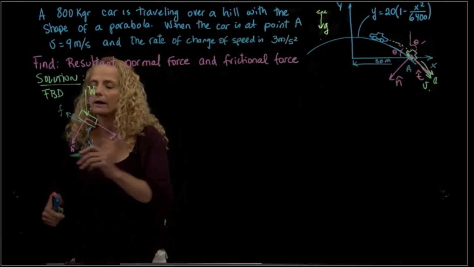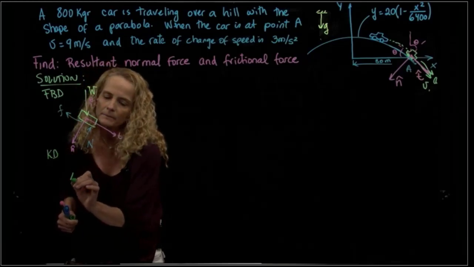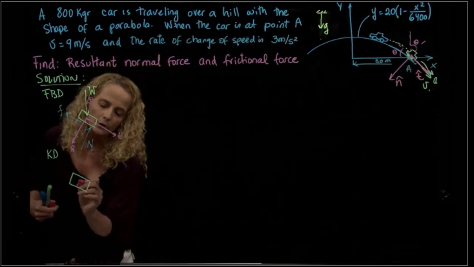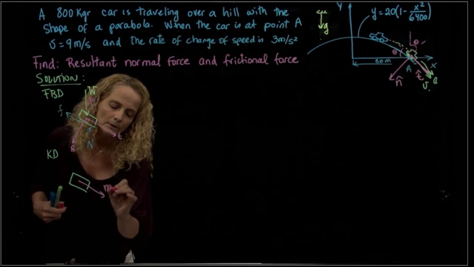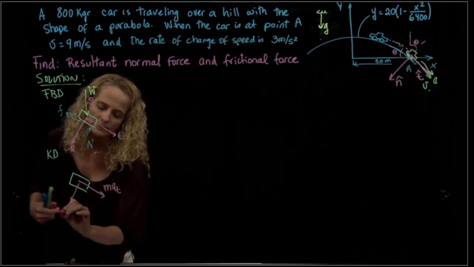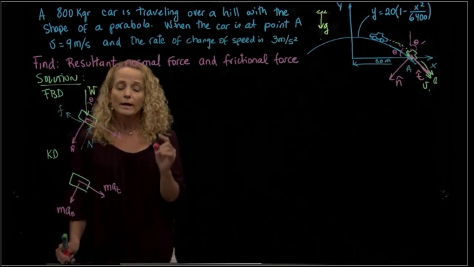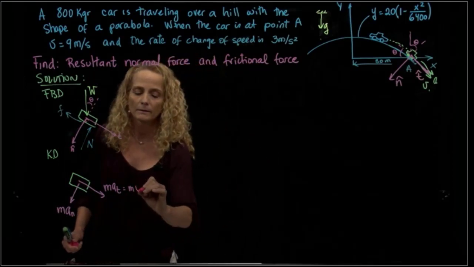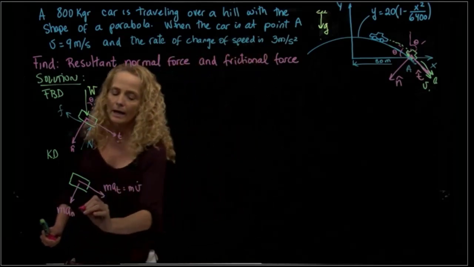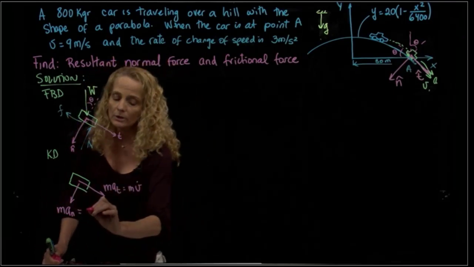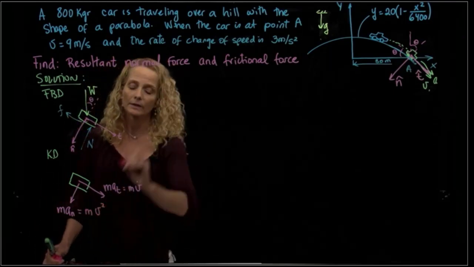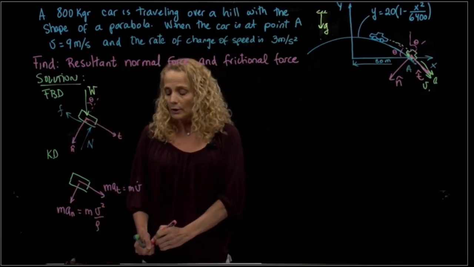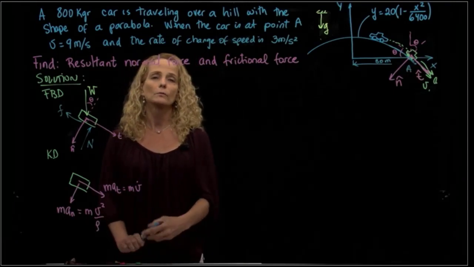Then we want to draw our kinetic diagram, and in our kinetic diagram we will have our tangent acceleration and our normal acceleration. We know that our tangent acceleration is the rate of change of the speed, and that value is given. And we know that the normal acceleration is the velocity, which is given, squared over the radius of curvature, but the radius of curvature is not given. So let's apply our equations of motion.